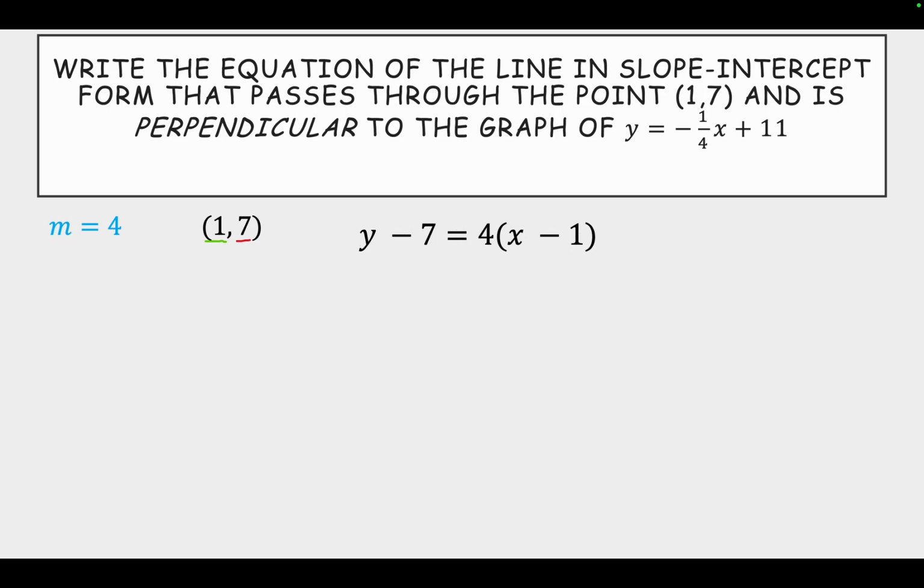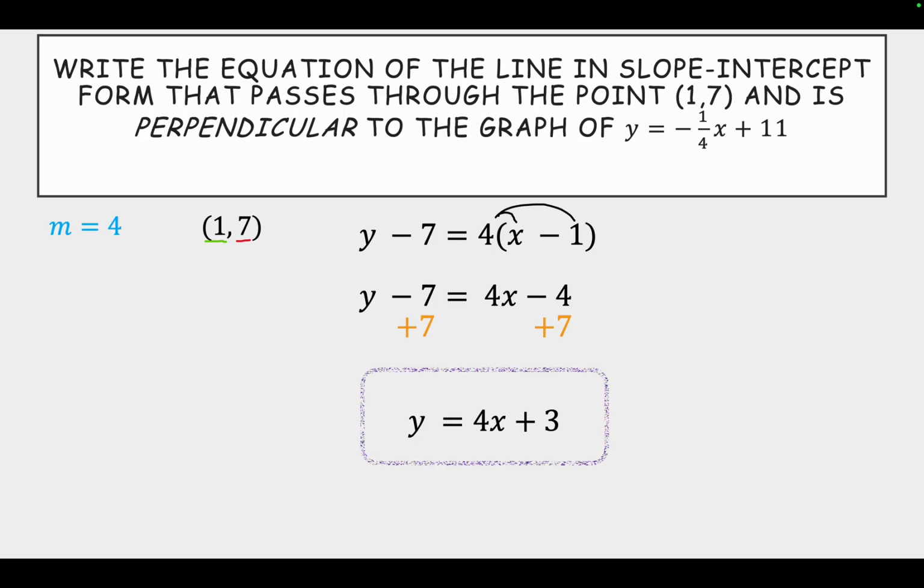We plug in those values. y minus 7 equals 4 times x minus 1. To get it in slope-intercept form, we need to get rid of parentheses by distributing. So we get y minus 7 equals 4x minus 4. Add the 7 to both sides. We get y equals 4x plus 3.